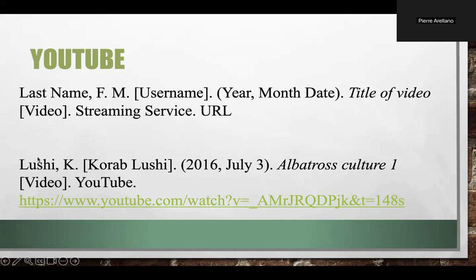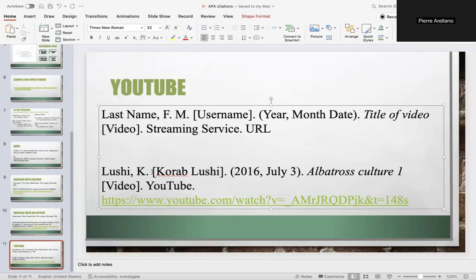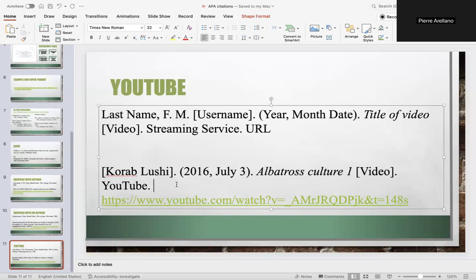So in this case, we have Lucy K, and then Korab Lucy is what their username is, and then the date, then whatever the actual title of the video, and then make sure it's in brackets, video, then YouTube, and then of course the URL, the link, the web address. But like I said, most likely there's not going to be an author in any of this. So it's going to look mostly like this, which is totally fine. And that'll be that.